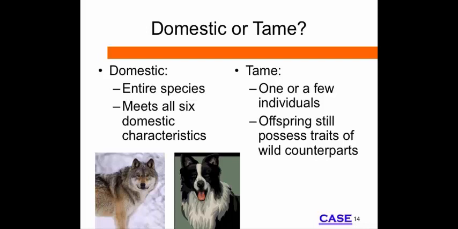To be truly domesticated, the entire species must meet the requirements. There may be examples of tame individuals within a species, but if the species as a whole remains wild, the species is not domesticated. For example, the dog versus wolf.